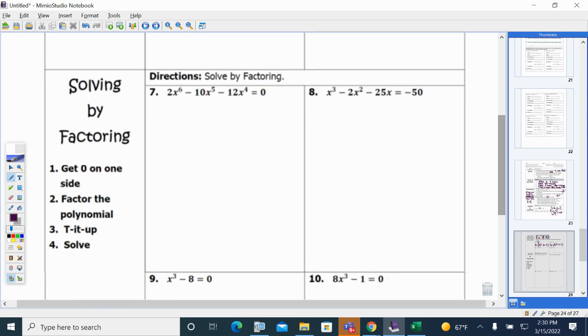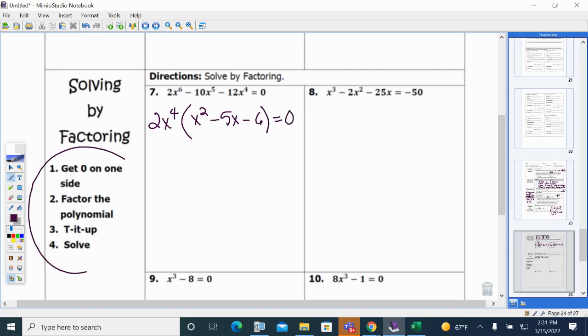So in this next section, it says solve by factoring. So let's look at number 7. Looking at number 7, the first thing is to look for GCF. There is a GCF of 2x to the 4th power, and that's going to leave me x squared minus 5x minus 6. Keep in mind, y'all, that you do need to get a 0 on one side when you're solving by factoring. Factor the trinomial. We're going to tee it up to solve.